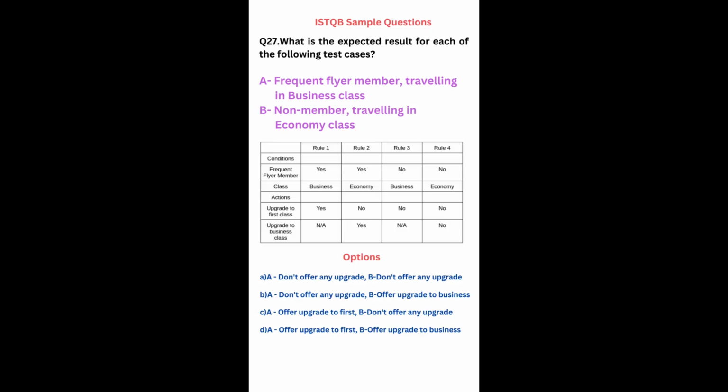Question 27. What is the expected result for each of the following test cases? A. Frequent flyer member, traveling in business class. B. Non-member, traveling in economy class. Please check the table.